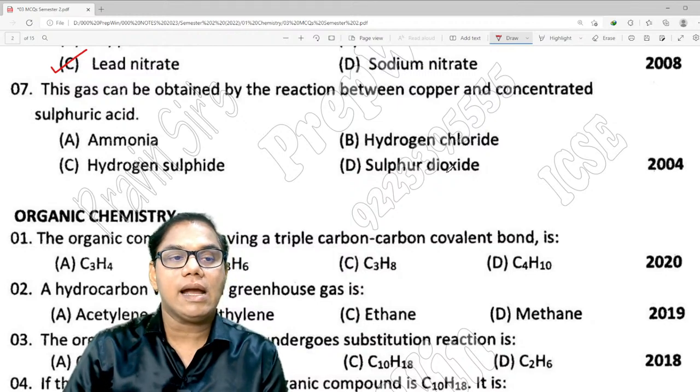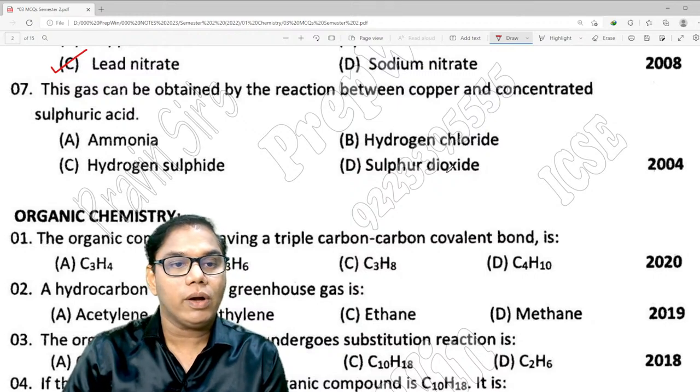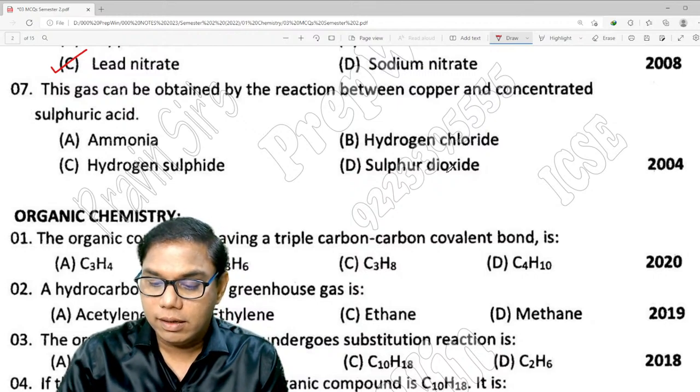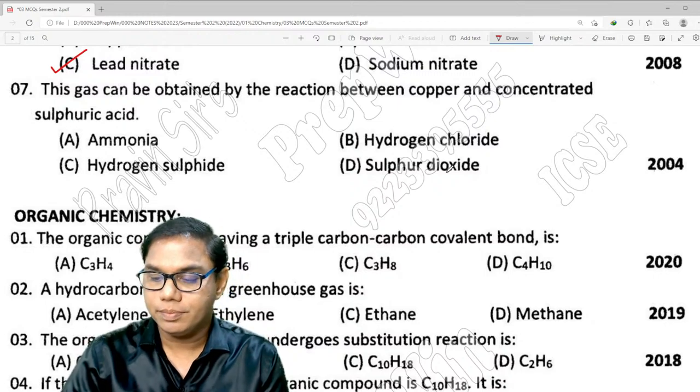What is the name of the gas? Okay, where did this come from? So, reaction of metal on the acid. Right? But copper, which is the answer?